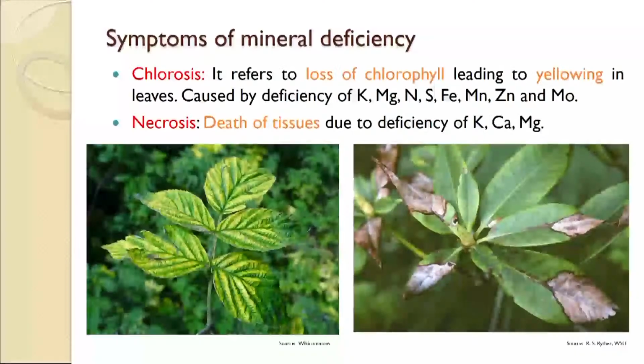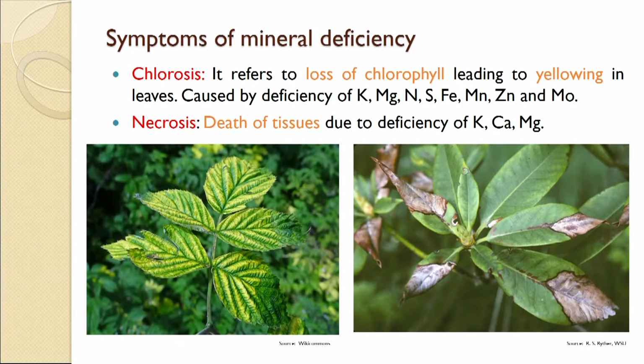Here in the left image you can see what the symptoms of chlorosis look like. In the chlorosis process, there will be loss of chlorophyll due to the deficiency of several nutrients, that may be potassium, magnesium, nitrogen, sulfur, iron, manganese, zinc and molybdenum. As a result, the plant will become yellow in the course of time, and the plant will not be very productive.